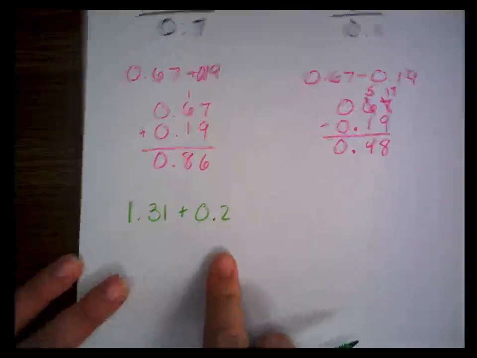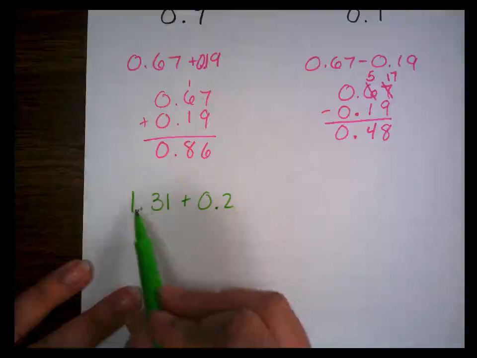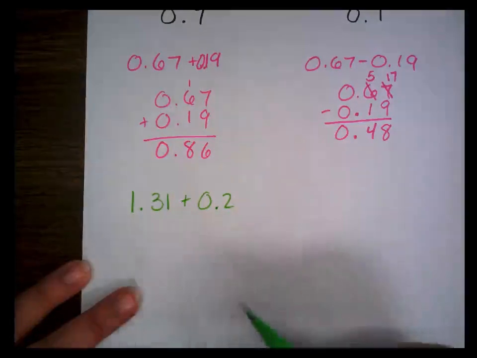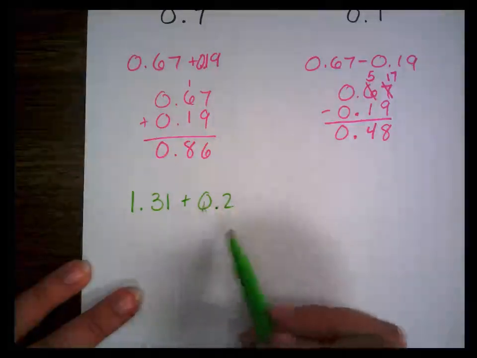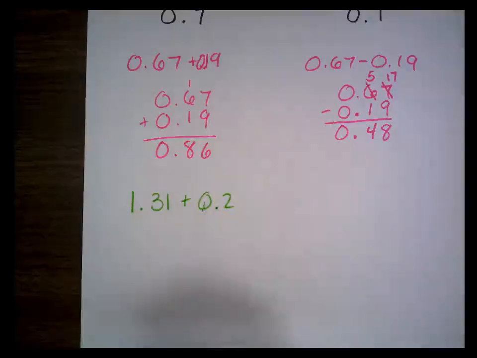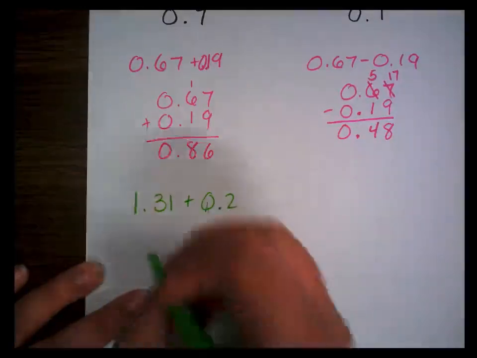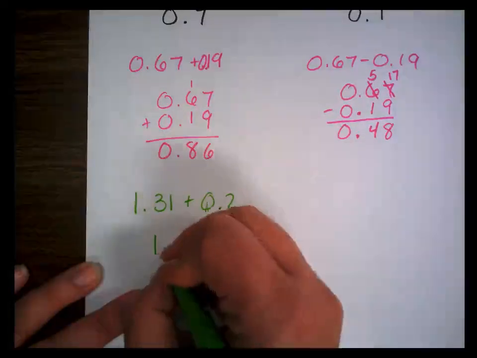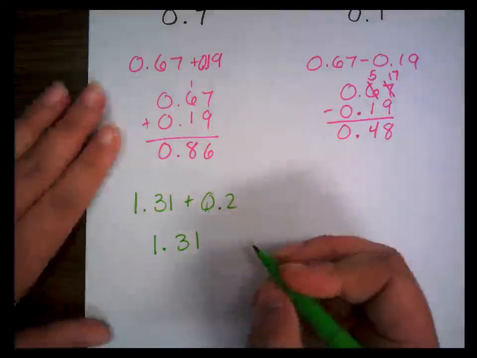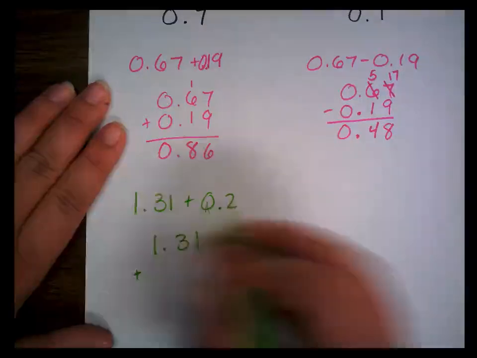I'm just going to add 2/10. So now we can see I have 3 different digits here, but here I only have 2 different digits. I'm still going to line them up according to their digits, and I make sure by lining up the decimals. So I'm going to take 1.31, and I'm going to go ahead and add.